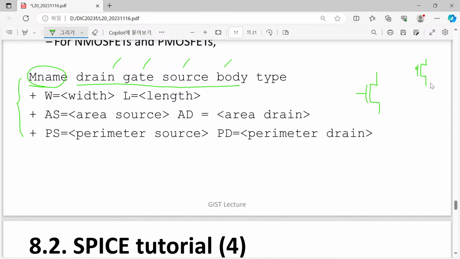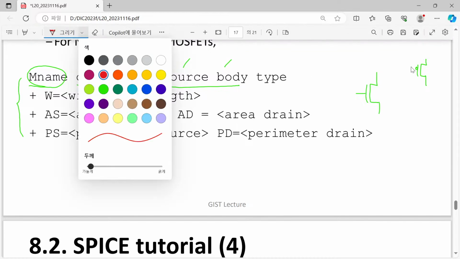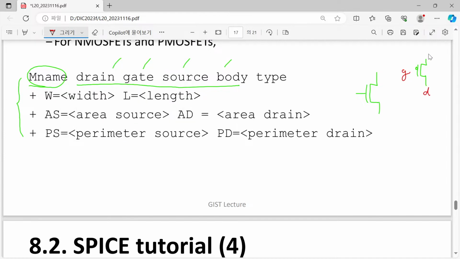So then what will be the drain? Even in this PMOSFET, we have drain, gate, source, body. And this is drain, gate, source, body. Okay, that is the specification shown here.